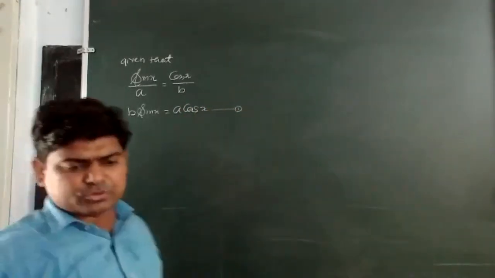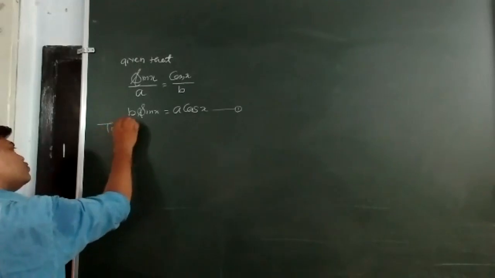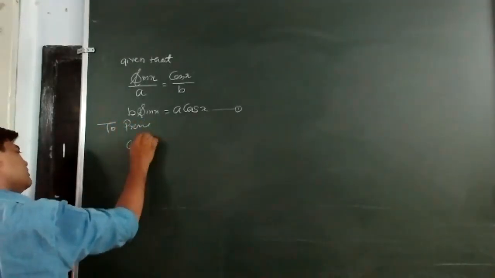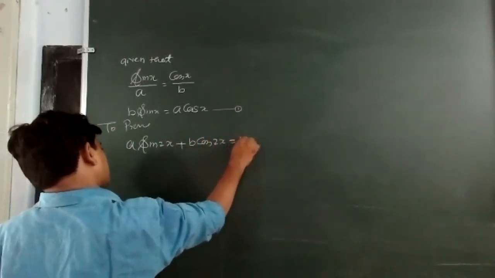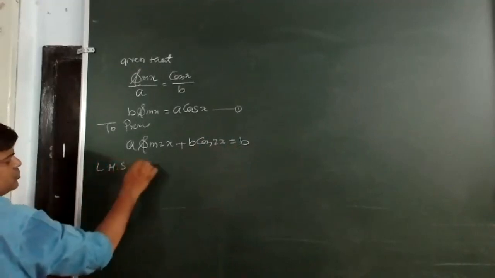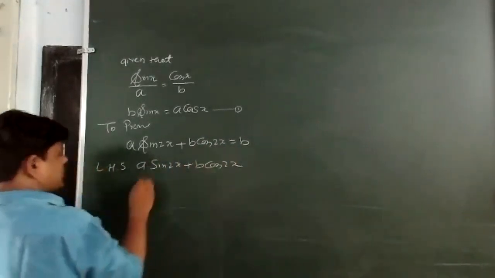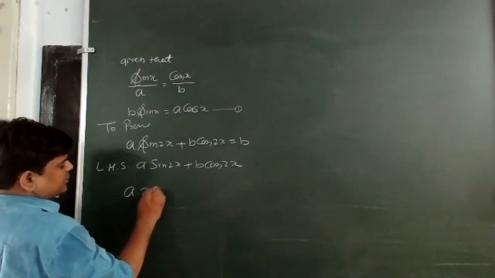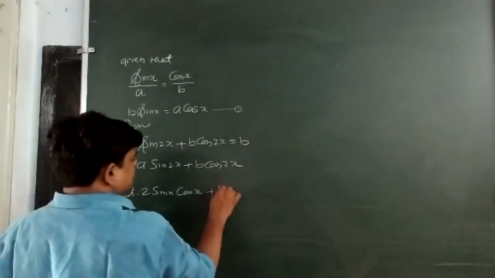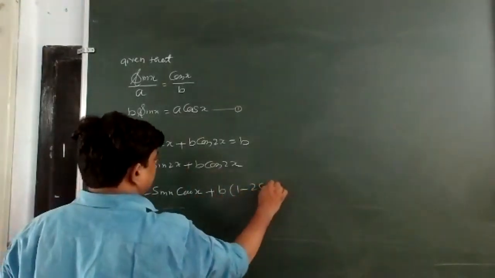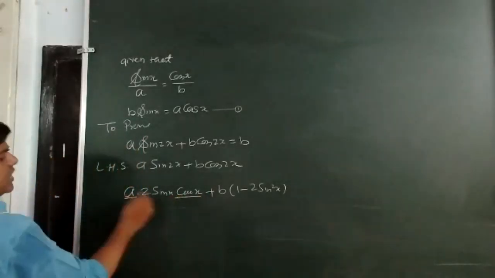Our question is, I have to prove a sin 2x plus b cos 2x is equal to b. If I am taking the left hand side of this question, a sin 2x plus b cos 2x, a sin 2x can be written as 2 sin x into cos x. Is it? And it is b, I'm writing 1 minus 2 sin square x.